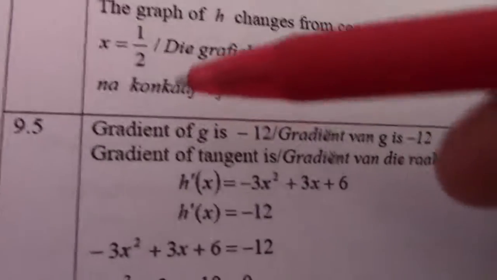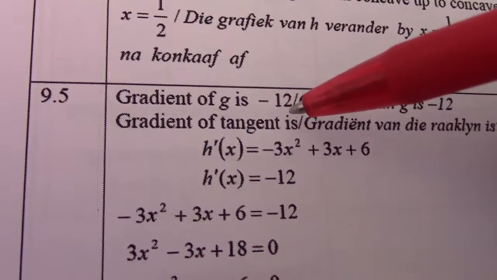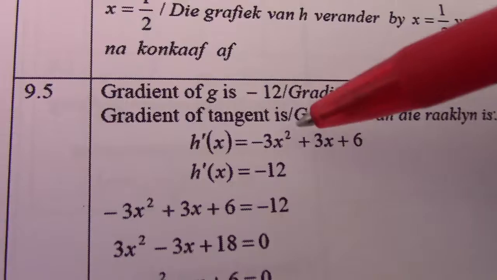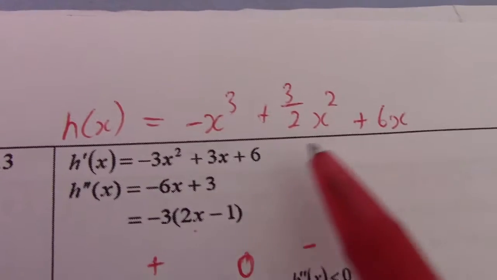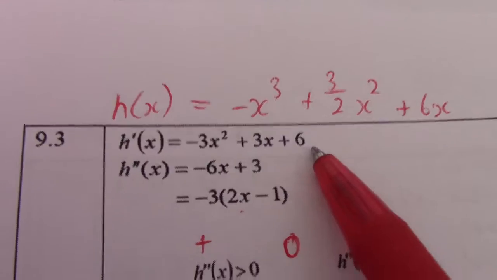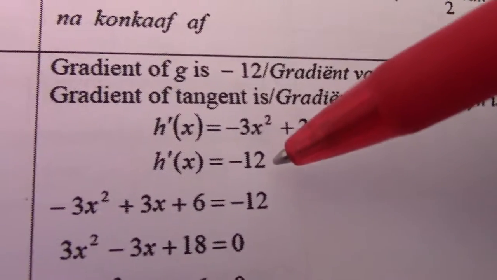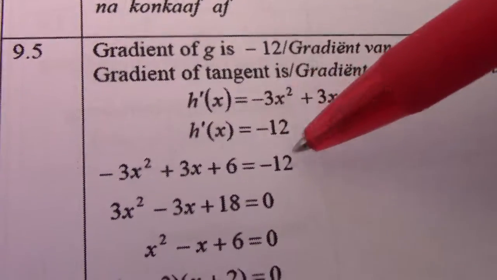Alright, so gradient of g is minus 12. So for the gradient of the tangent, we find the first derivative, which is minus 3x squared plus 3x plus 6. So there on the top we did it. See, from there we work to there, 3 times negative 1, etc. Right? So that first derivative should equal minus 12. So now I say that equal negative 12, remember it's gradient.